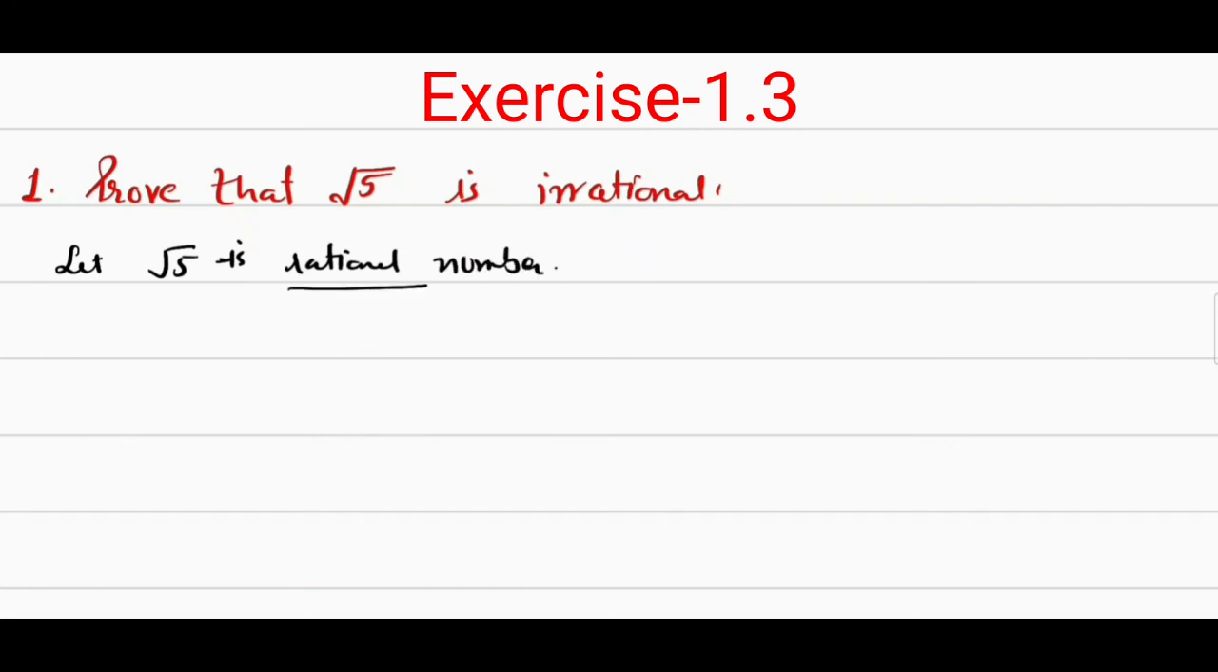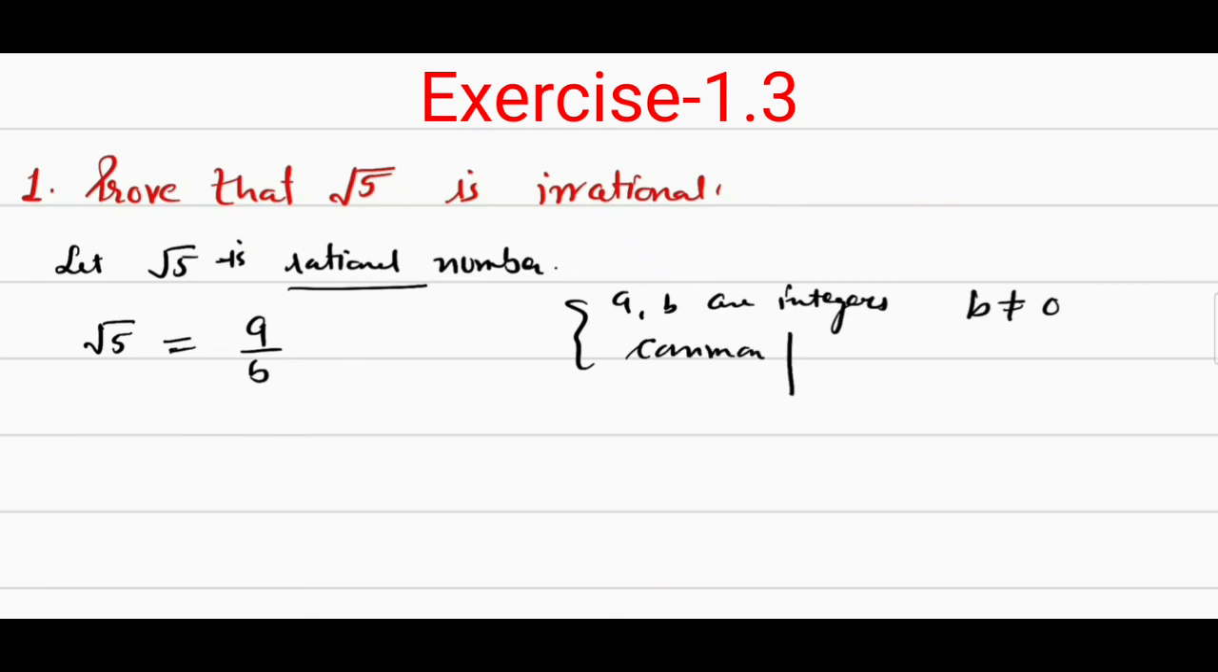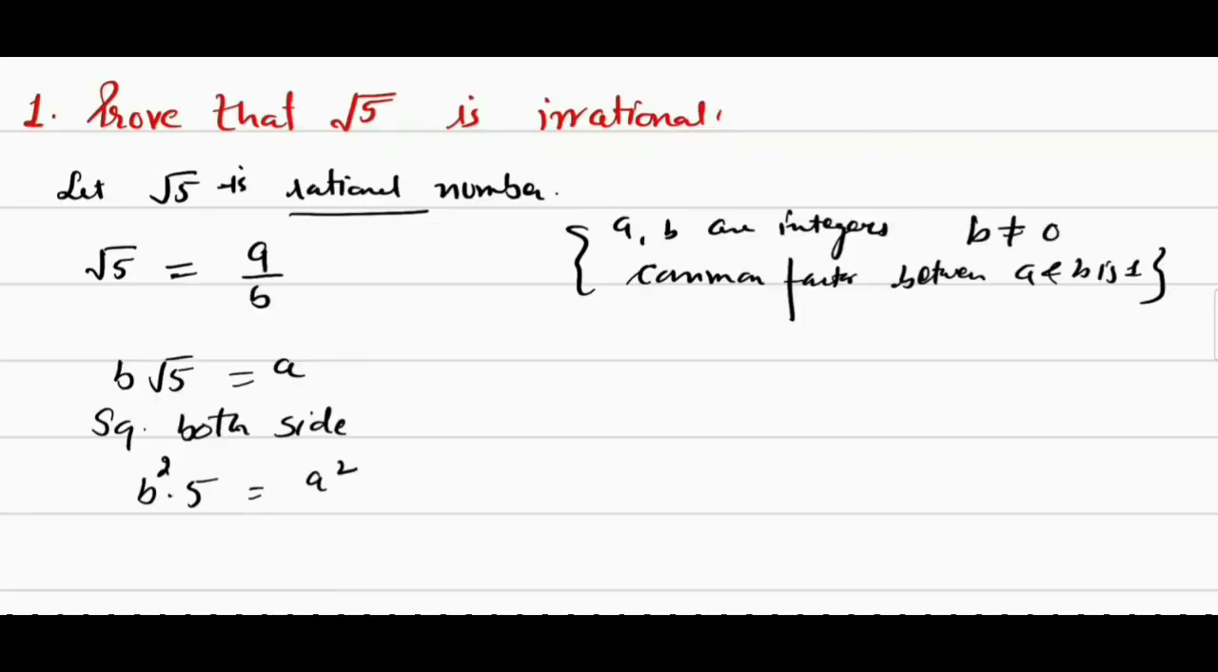Okay, if this is a rational number, we can write it in the form a upon b, where a and b are integers and b is not equal to 0, and the common factor between a and b is 1. So I'll take this b to that side, and it becomes b square root of 5. Now squaring both sides, we get 5b square is equal to a square. So we can rewrite this as a square is equal to 5b square.